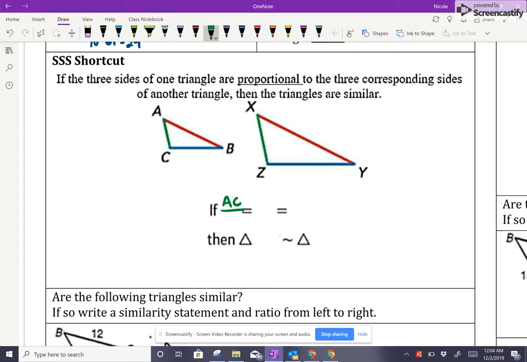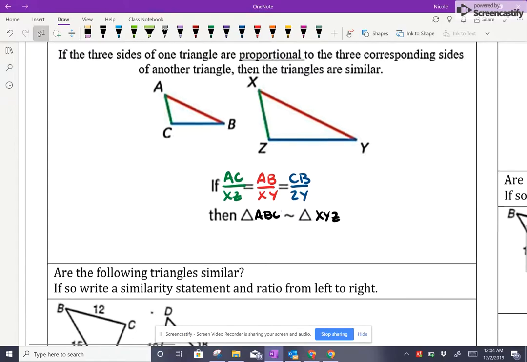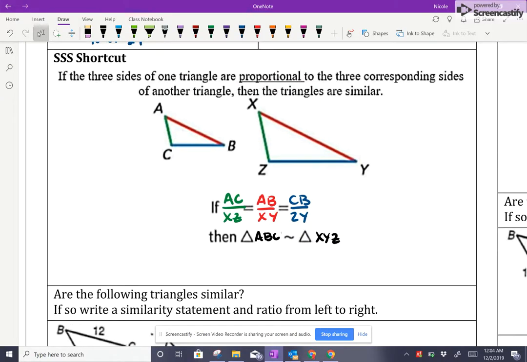over the corresponding side length XZ, see how they're both green, if that ratio matches the same as side AB over XY, and that also matches the ratio created by CB and ZY, then these triangles are similar. So triangle ABC would be similar to triangle XYZ. So it's all based off of the similarity of proportions that they create together.